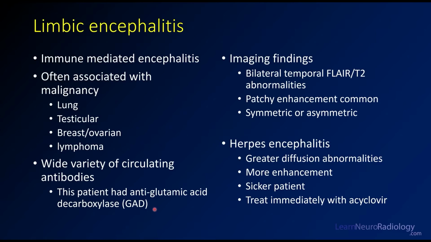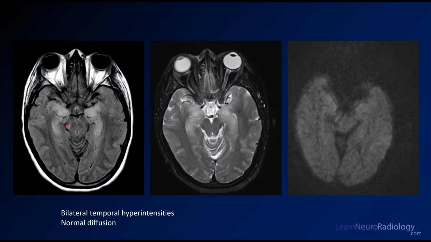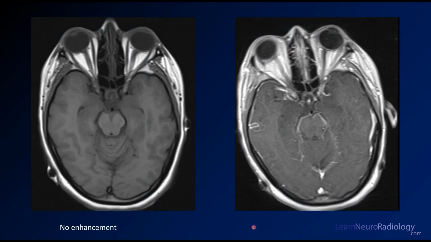Now, the imaging findings that you'll see, as we saw in this case, are these bilateral temporal T2 abnormalities. You can sometimes have patchy enhancement, but it can be non-enhancing. Oftentimes it will be symmetric, although don't let asymmetric enhancement worry you too much. Now, compared to this case, herpes encephalitis tends to have greater diffusion abnormalities, more enhancement, the patients are sicker, and these patients need to be treated immediately with acyclovir. So here we'll just review these imaging findings again. What you'll see is that there's bilateral temporal hyperintensities on FLAIR, normal diffusion, just a little bit swollen and a little bit too bright there, with really no enhancement.